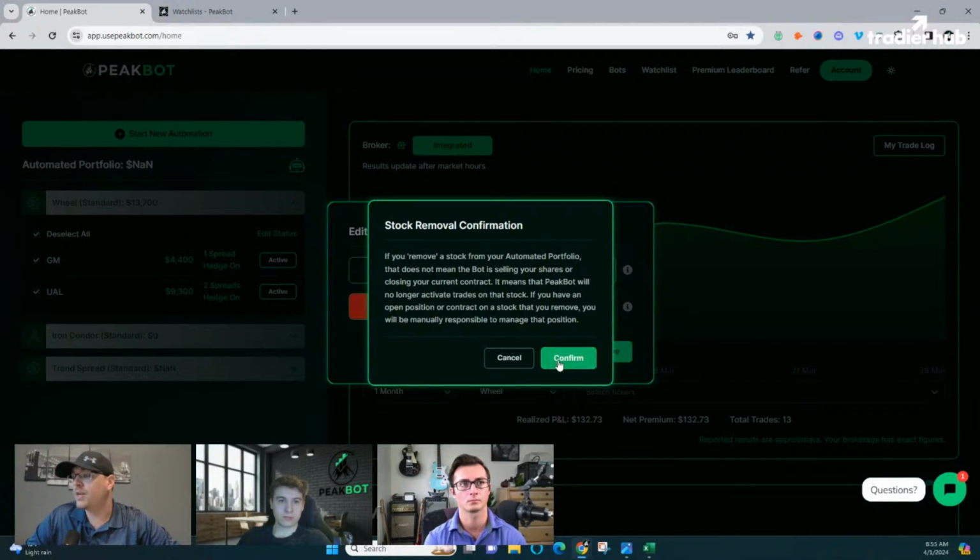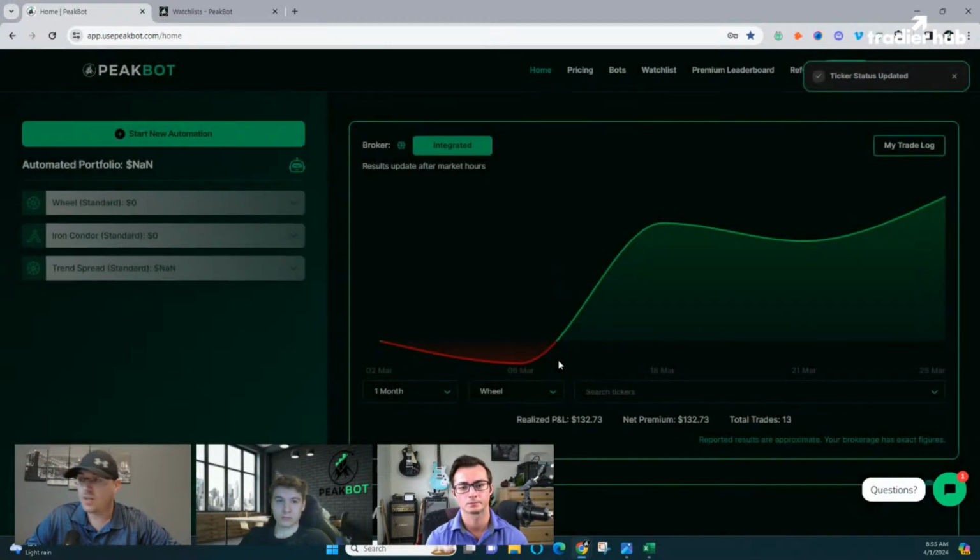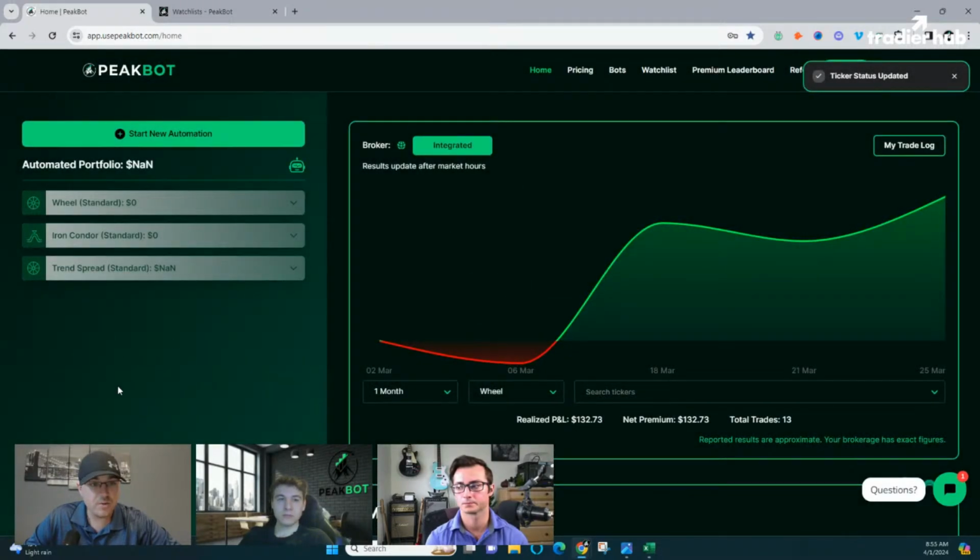So we're going to get rid of those. This is just a confirmation screen reminding you if you do have an open contract, which I don't right now, or if you own the shares of a stock, removing it from PeakBot isn't going to sell your shares or close your contract. It's going to prevent it from opening up any new contracts.